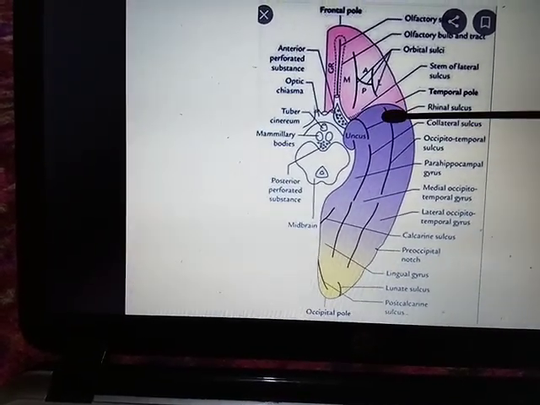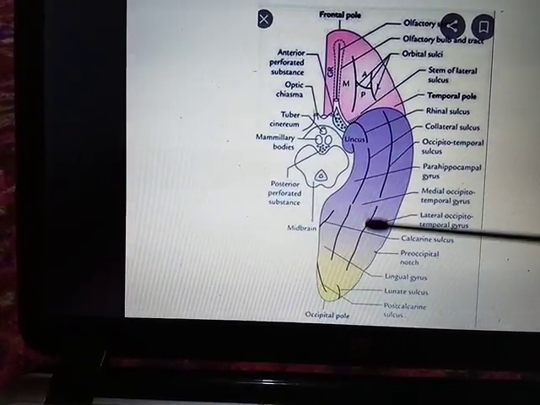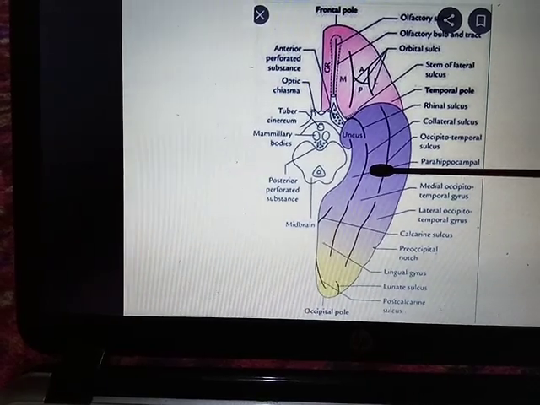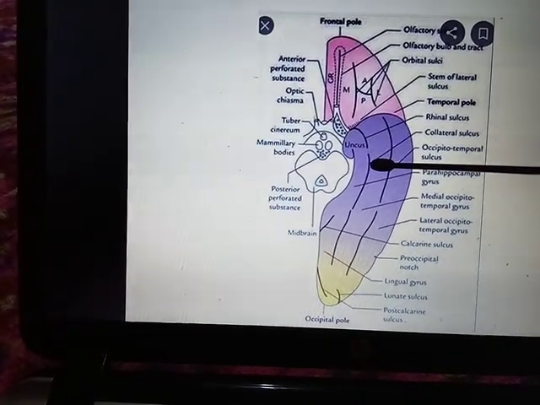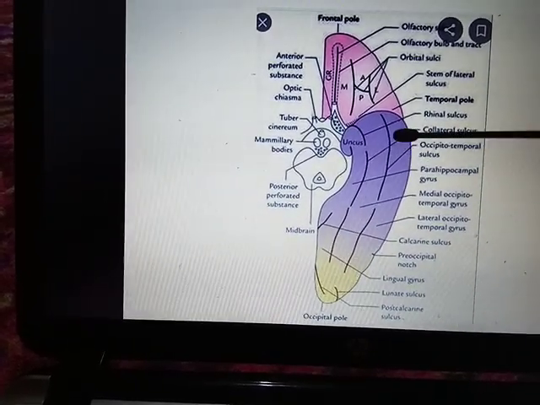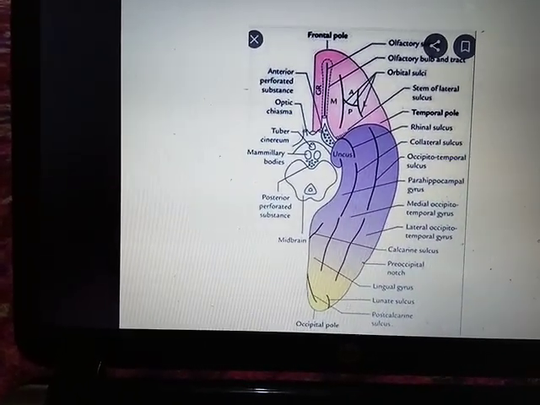After that comes your occipitotemporal sulcus. Medial to the occipitotemporal sulcus you have the medial occipitotemporal gyrus and lateral to it you have the lateral occipitotemporal gyrus.